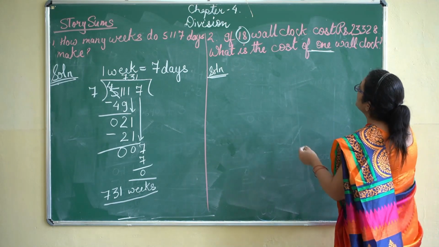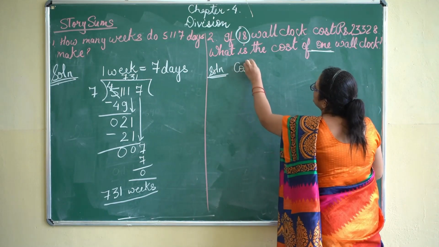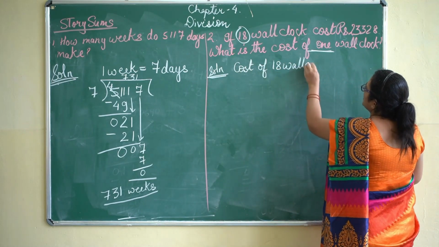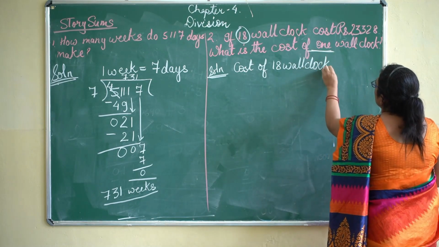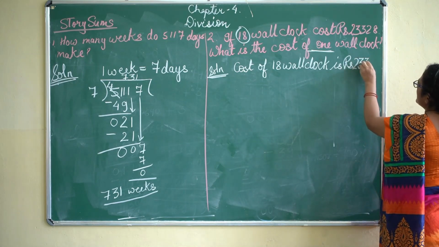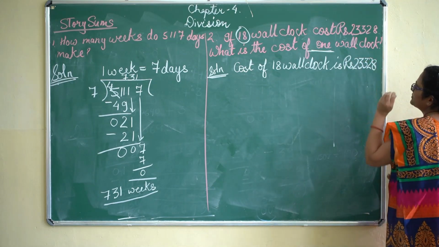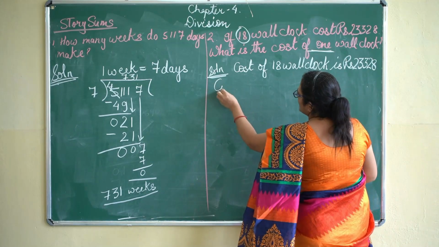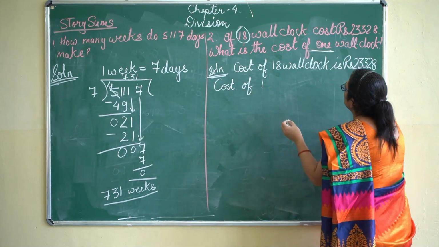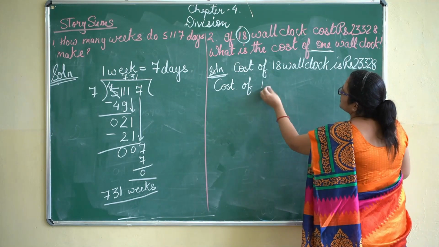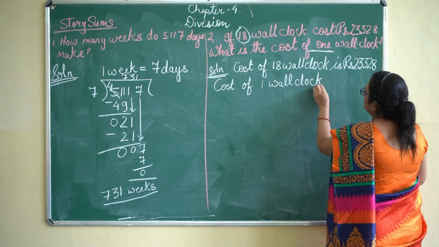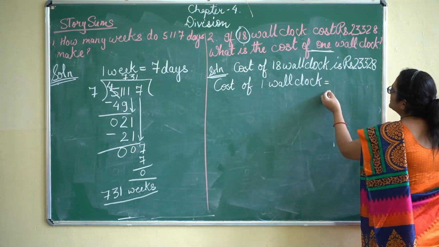How to write the solution? First we will write the statement. Cost of 18 wall clocks is rupees how much? 23,328 rupees. We have to find the cost of one. If one or each is written in a question, what do we have to do? Divide. Cost of one wall clock. Okay, how will we find it? We will divide.